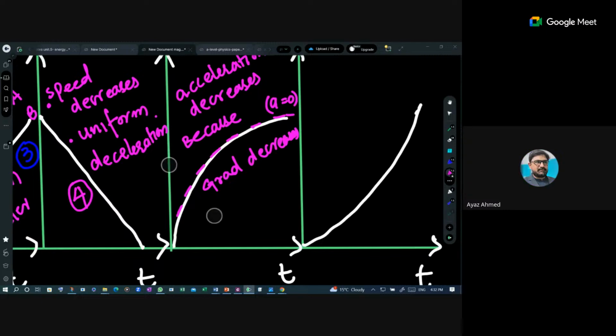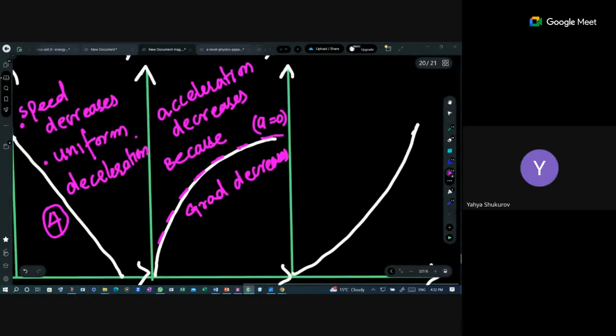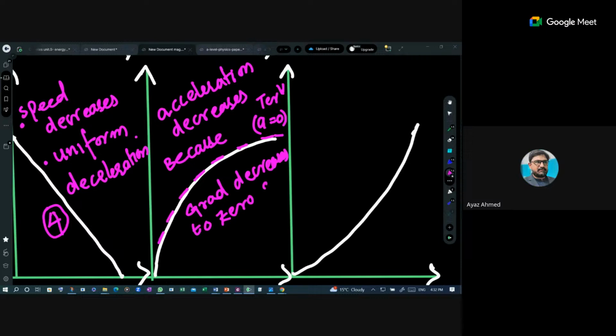So in free fall, I was talking about how an object would have a terminal velocity. Okay, an object would have a terminal velocity. So I will explain it. Acceleration decreases, so gradient decreases to zero. So terminal speed is obtained.